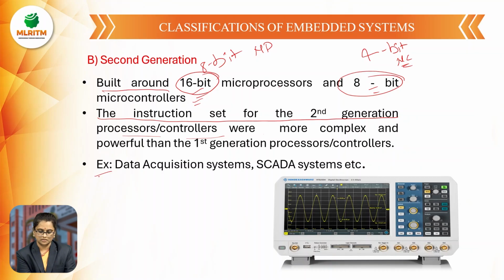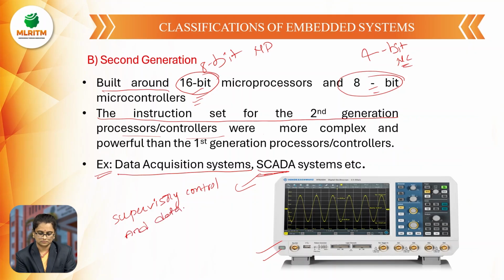Examples are data acquisition systems and SCADA systems. This is the picture of data acquisition, where encoding and decoding processing is done. Here SCADA means supervisory control and data acquisition system. So this is about the second generation.